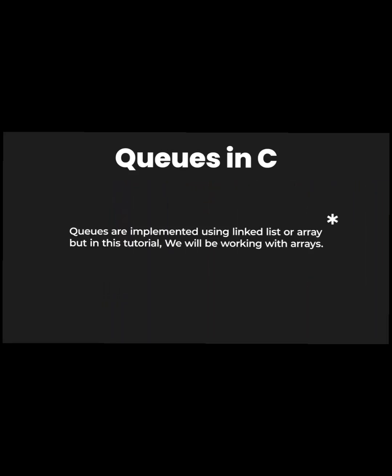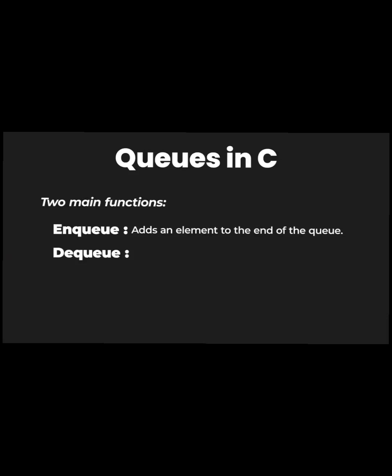Queues are implemented using a linked list or an array, but in this tutorial we will work with arrays. Now we will discuss the functions. There are two main functions in queues: enqueue and dequeue. Enqueue adds an element to the end of the queue, and dequeue removes an element from the queue.